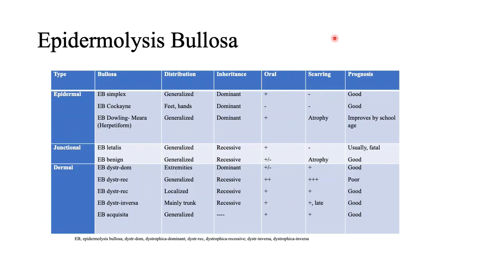So now the next condition is epidermolysis bullosa or EB. This condition is classified according to the plane of bulla formation as epidermal, junctional, or dermal. So here the classification of EB with their inheritance pattern and clinical findings are tabulated. Here you can notice that oral involvement is seen in almost all variants except in EB simplex.